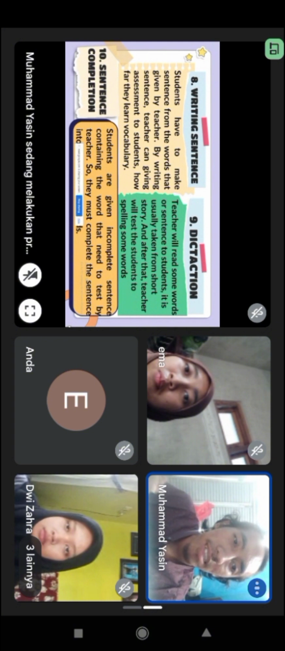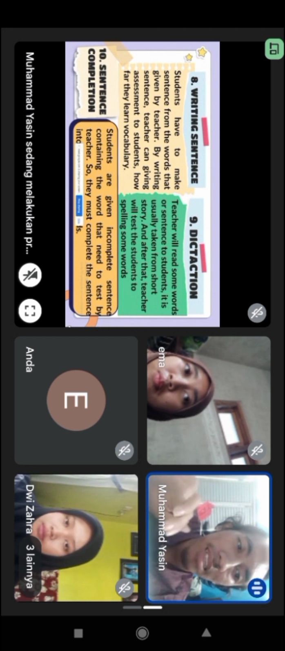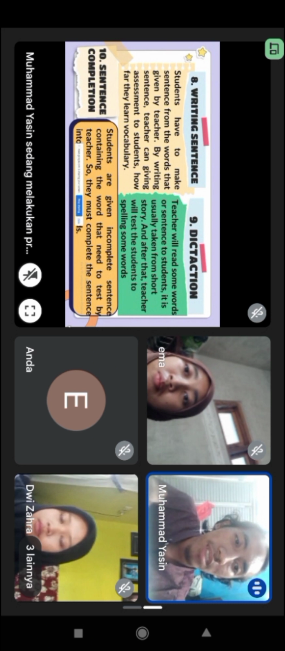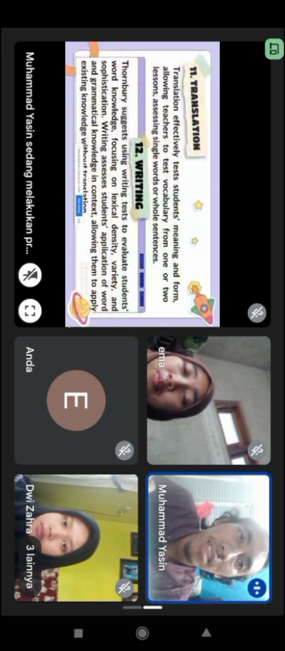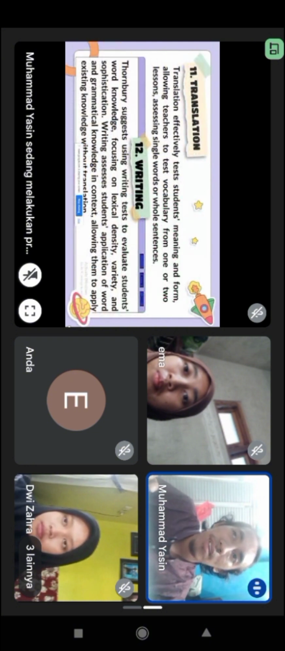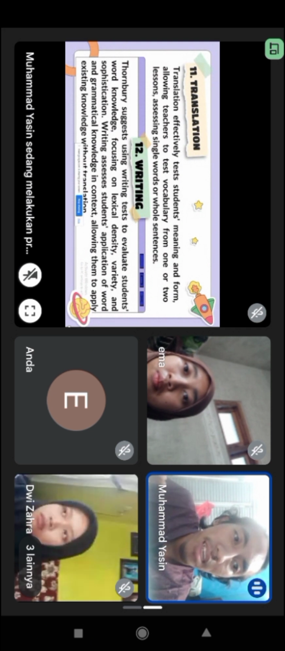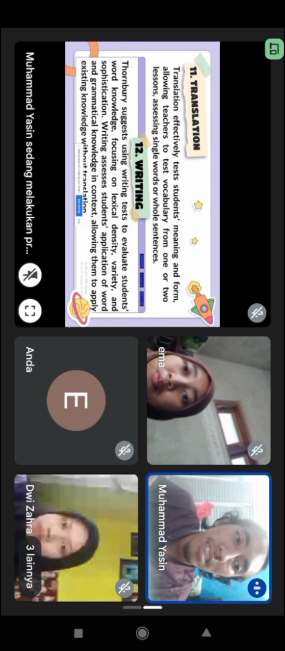Students are given an incomplete sentence containing the word that needs to be tested by the teacher. So by the test, students must complete the sentence into complete words. Next is translation. Translation effectively tests students' understanding of meaning, allowing teachers to test vocabulary from one or two lessons, assessing single words or whole sentences.